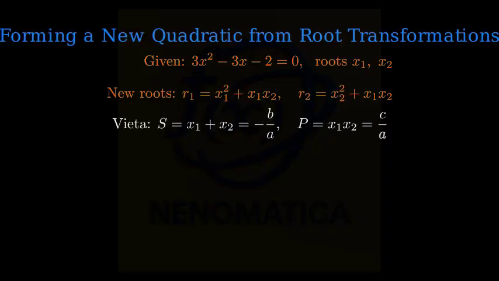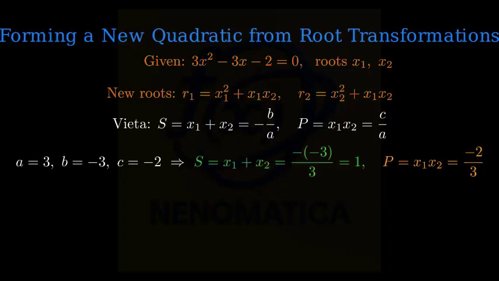For ax² + bx + c = 0, the sum of the roots is −b/a, and the product is c/a. Here a = 3, b = −3, c = −2. So the sum x₁ + x₂ equals 1, and the product x₁x₂ equals −2/3.